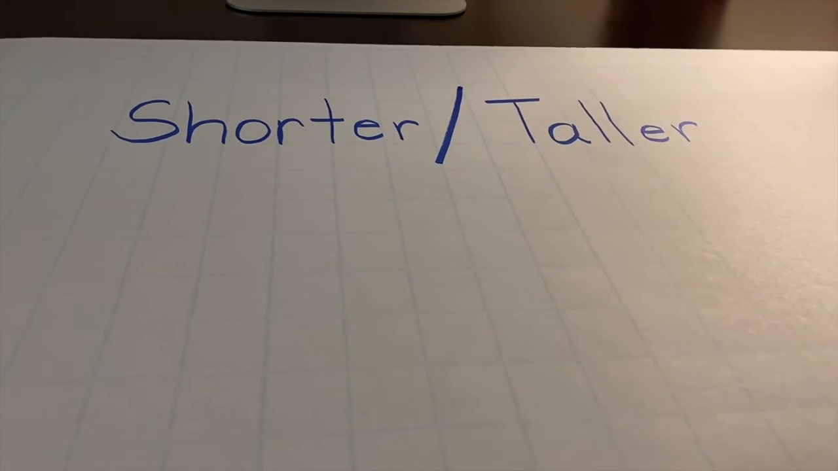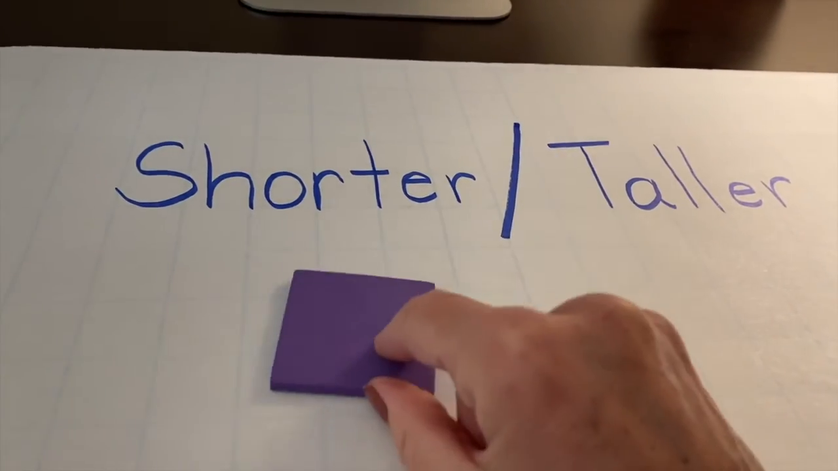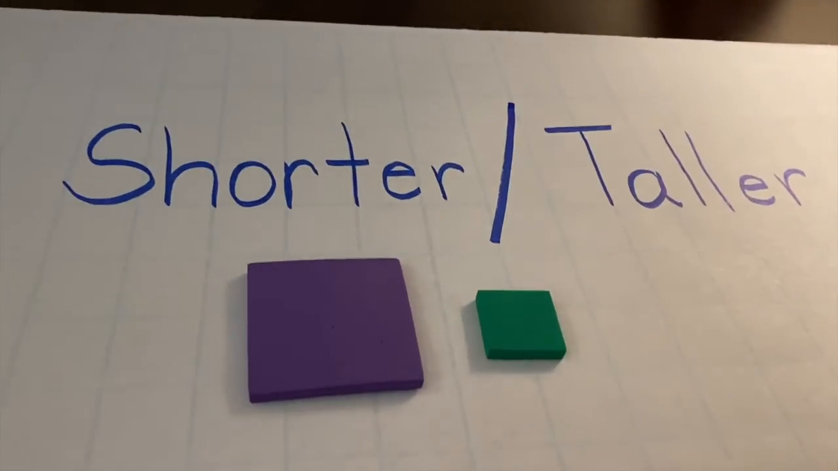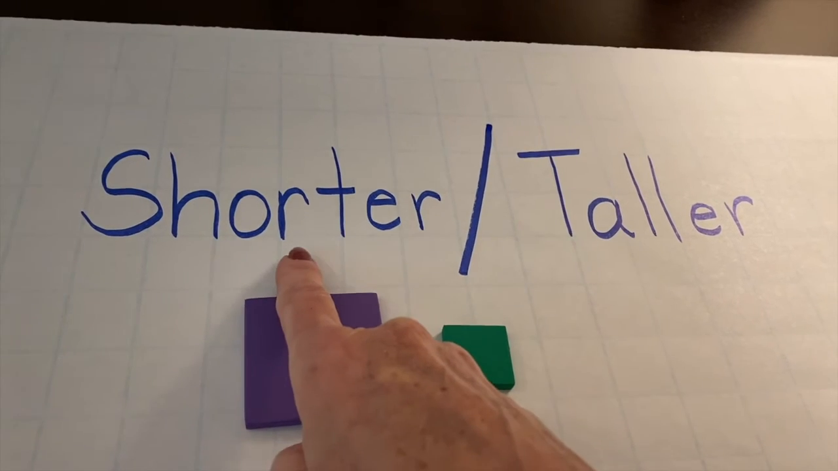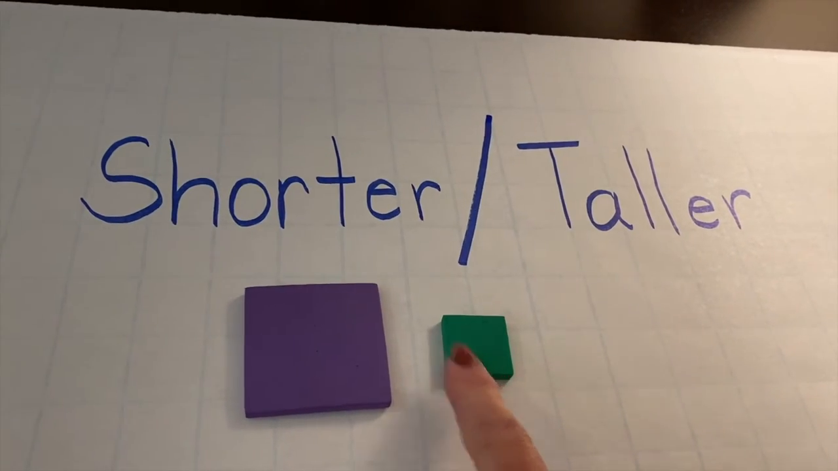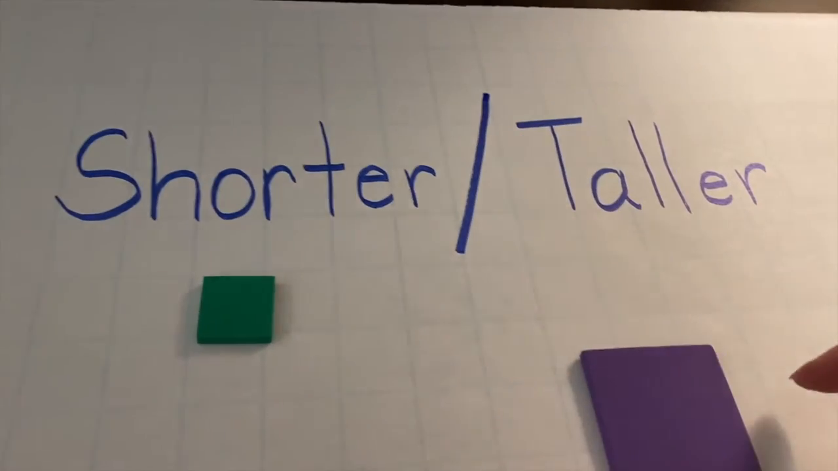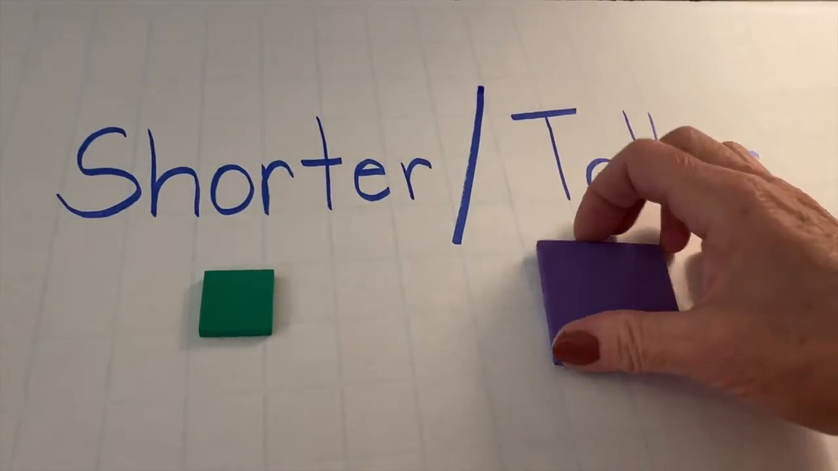Okay, so now let's look at some more shapes. Do you think that the square is shorter or taller? So I'm going to take this square and I'm going to take this square. Now, boys and girls, which square is shorter? The green one is shorter, and the purple square is taller.